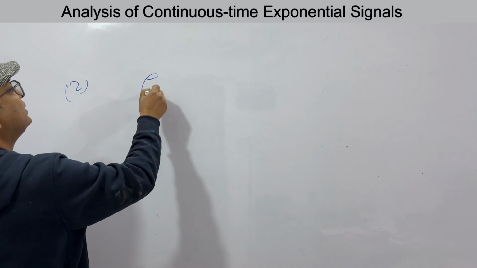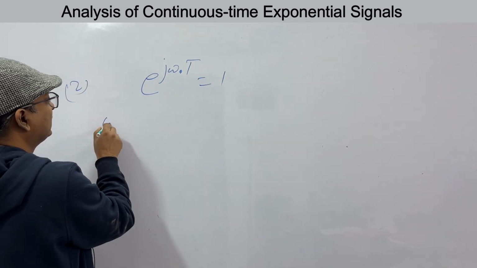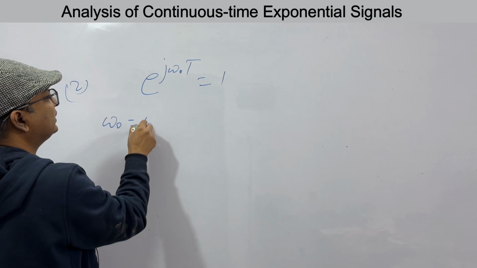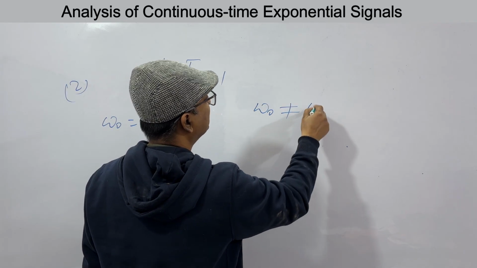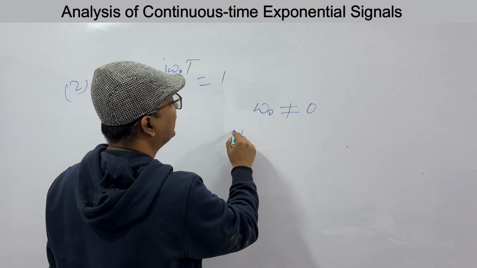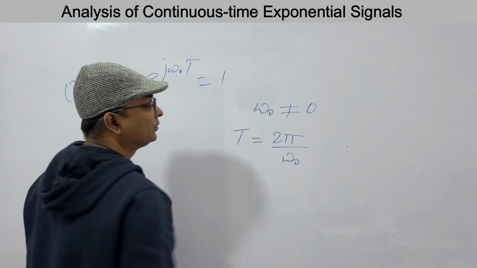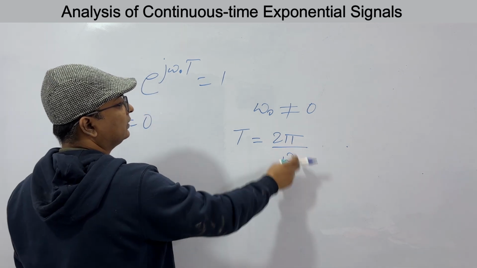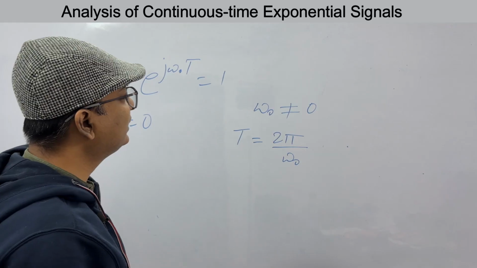So e^(j omega 0 t) equal to 1 means we have two cases. First case is omega 0 equal to 0, and second case is when omega 0 is not equal to 0. When this is not equal to 0, then this equation will hold when t will be equal to 2 pi by omega 0. This is only possible when this is equal to this.